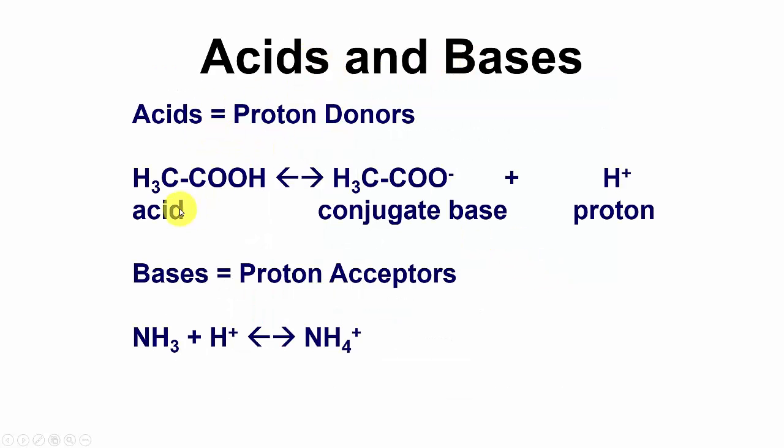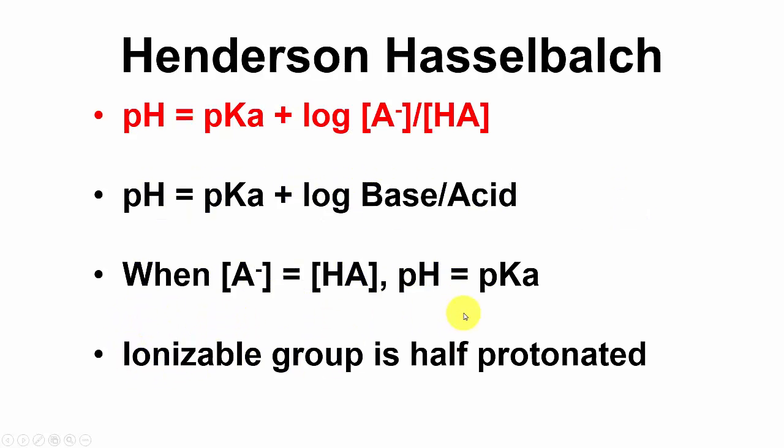Acids and bases. Simple acids such as acetic acid will ionize to its conjugate base, giving up a proton. So acids are proton donors. Bases are proton acceptors. So is ammonia. The ammonia gas will dissolve in water and bind a proton, and that forms an ammonium ion. And so this is a base because it's accepted a proton.